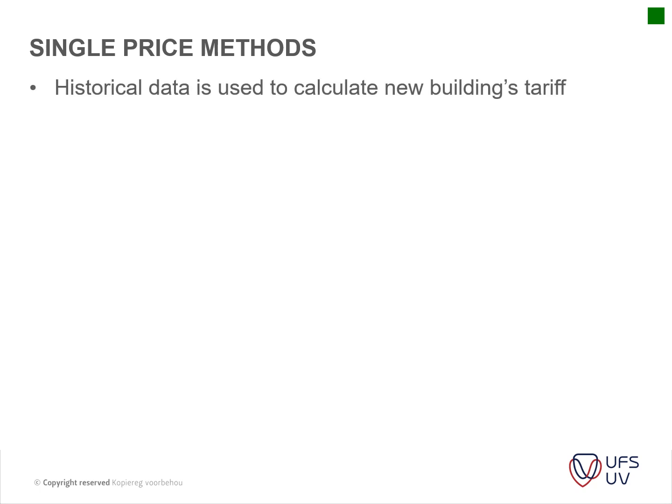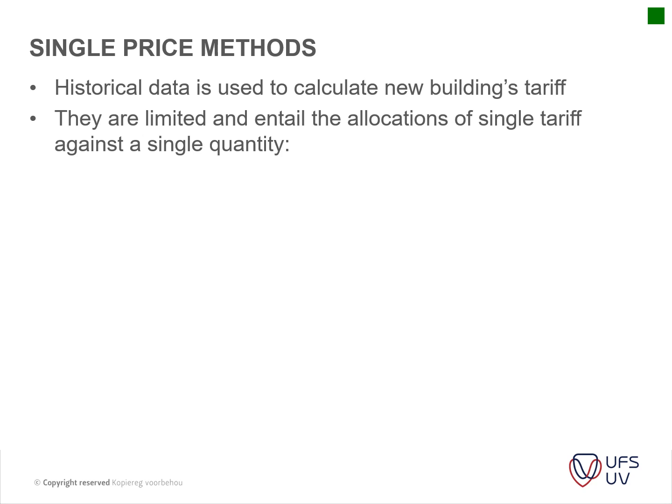So our single price methods. We use our historical data always. They are limited and entail the allocation of single tariffs, so it's usually a measurement times a rate. For instance, you've got our unit method, which is the number of beds, the number of keys for a hotel development, etc. So you've got the number of beds times the rate per unit when you use your historical building.